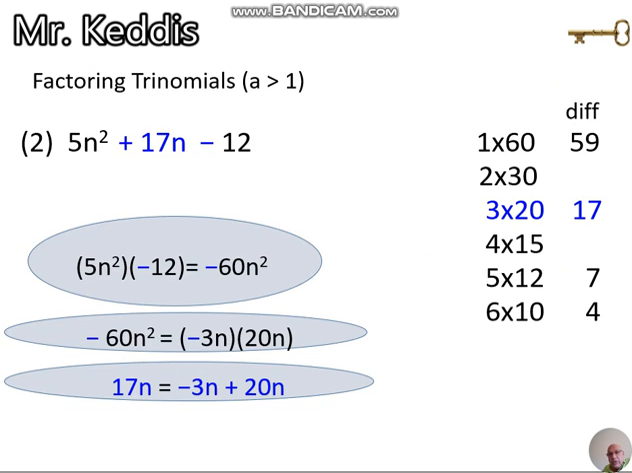Please pause and take notes. This is the same question I just did. I'm going to replace the 17n by negative 3n plus 20n. After that, I factor by grouping.